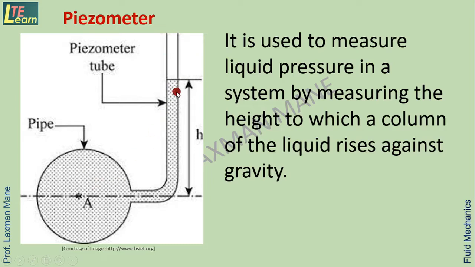So this is the height of liquid which is rising in this tube. Now in this case the liquid in the tube is the same which is present in the system. In this case gauge pressure can be calculated by using the formula rho into g into h, where rho is the density of fluid which is present here, g is 9.81, and h is the height of the fluid which is rising in this tube.